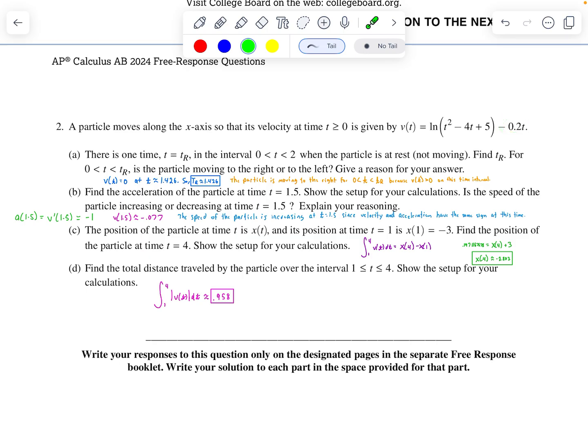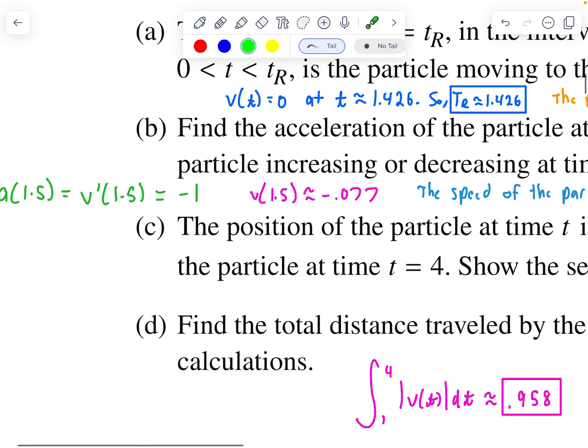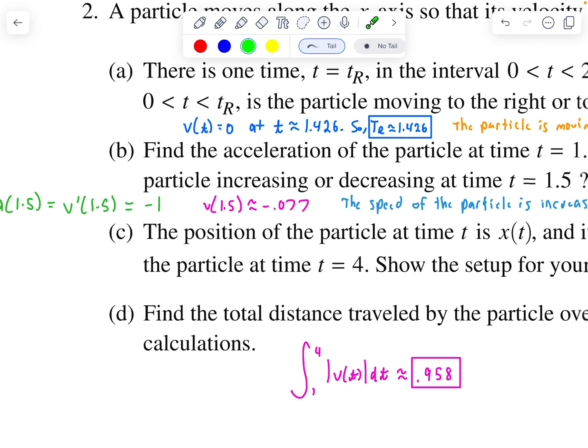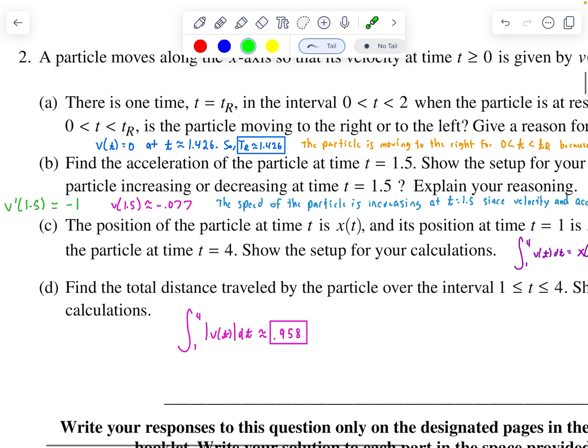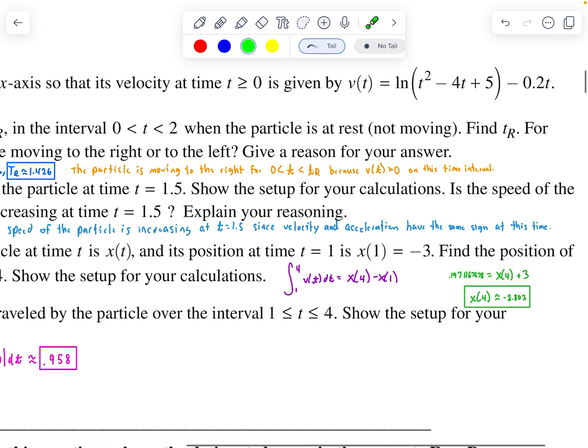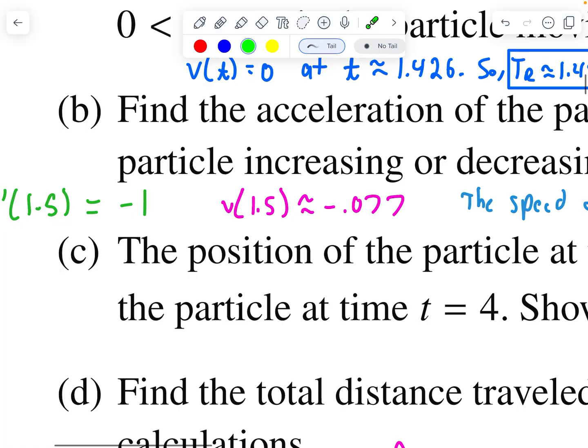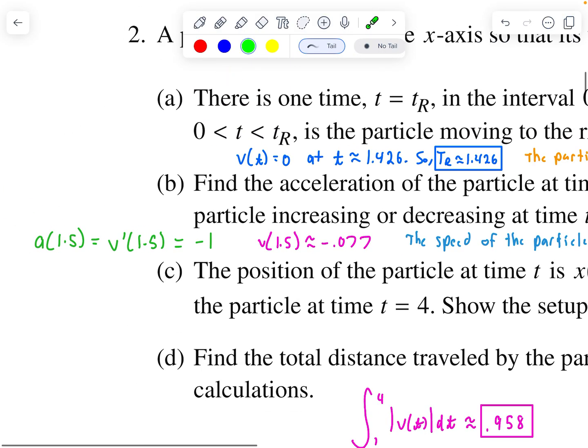And then you do need to be able to determine if speed is increasing or decreasing for a particle. This will happen on the AP exam for sure. This is where you find the value of your velocity, which is negative, and the value of your acceleration, which is also negative. Anytime velocity and acceleration have the same sign, positive or negative, the speed of the particle is increasing. You can summarize that in this sentence that you can see. I'm not going to read that to you. And you know that a particle's speed is decreasing if velocity and acceleration have opposite signs.